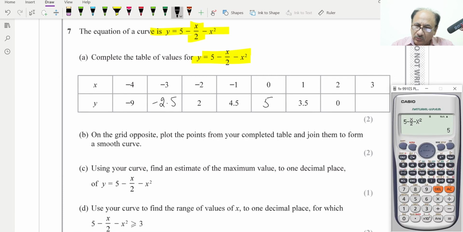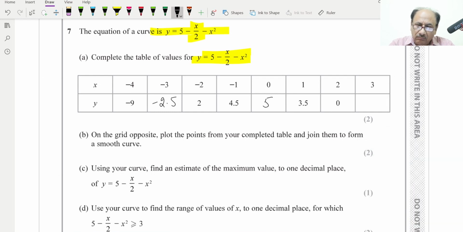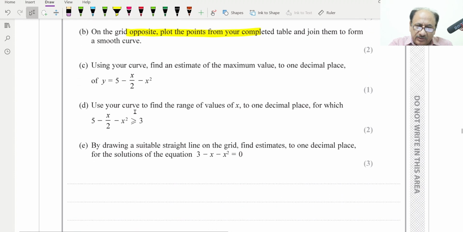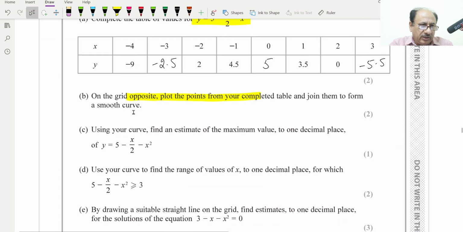Now we have to calculate for 3. Calculate for x is equal to 3, and this value is minus 11 by 2, which we can write as minus 5.5. Now we are done with the table. Part B is on the grid opposite. Plot the points from your completed table and join them to form a smooth curve. So we'll have to plot these points.